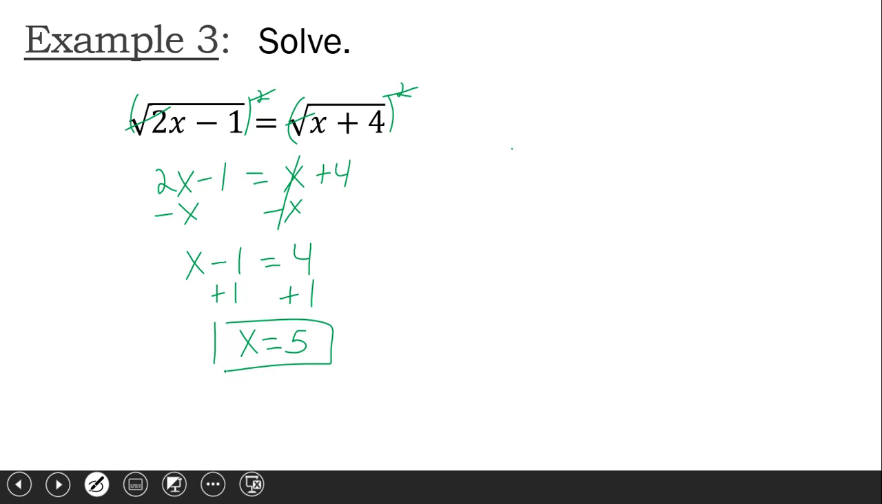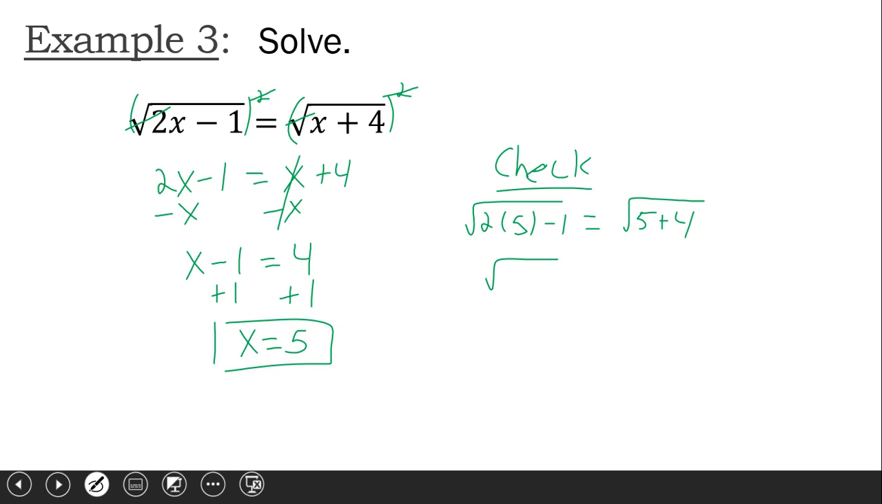Again, I could check my work, which is going to be important coming up. If I plug that 5 back in, 2 times 5 minus 1, is that equal to the square root of 5 plus 4? You end up getting 10 minus 1, which is 9. So the square root of 9 is equal to square root of 9. So I know it works.